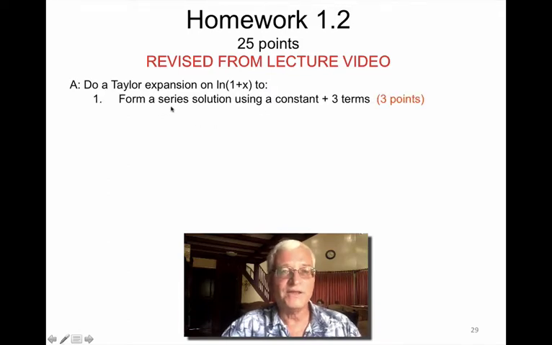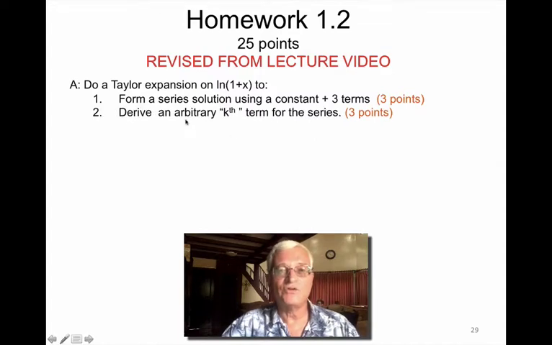The first one is to form the series solution, meaning the Taylor series solution, using a constant plus 3 terms. That'll get you through part 1. Then we're going to generalize this so that you can derive an arbitrary, what I call kth term for the series. K can be anything. It could be second or third term, but it could be fourth or fifth or 10th, or any finite number k will work. So you need to come up with the appropriate formula using term k.